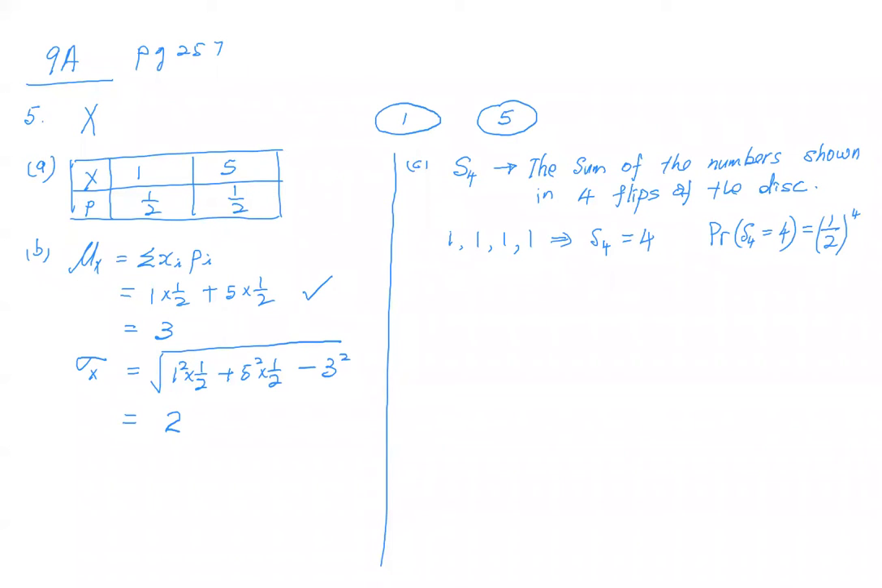This is my outcome. Okay, I also can have this outcome. 3 of them is 1, then 1 of them is 5. Okay, so this one, the S4 will be, Mikia? Mikia, answer my question, please. What is the value of S4?